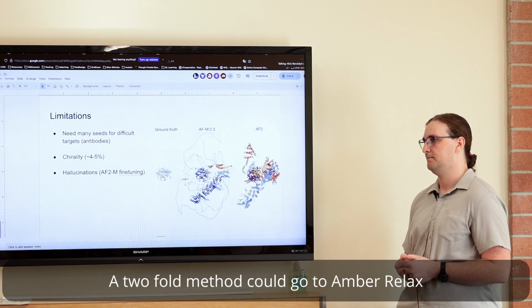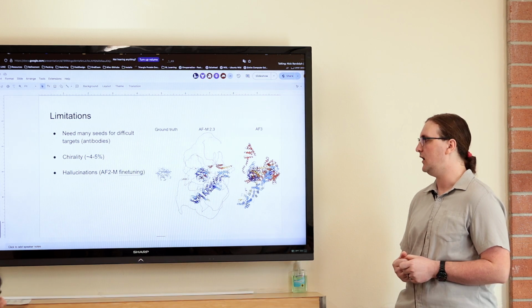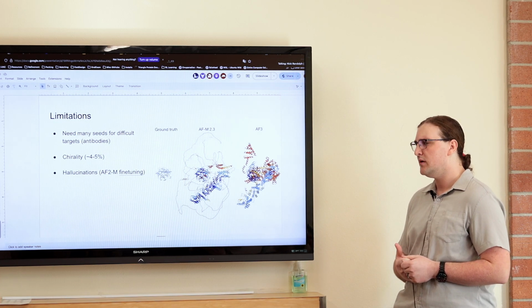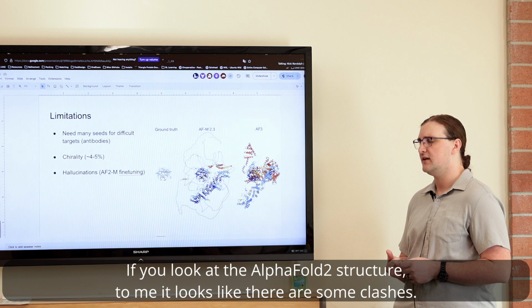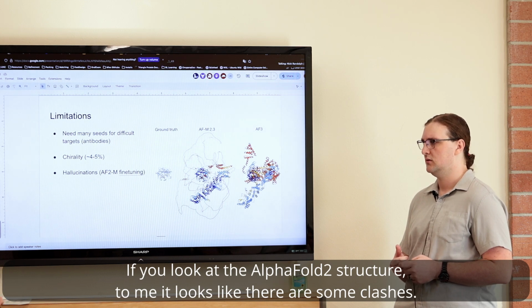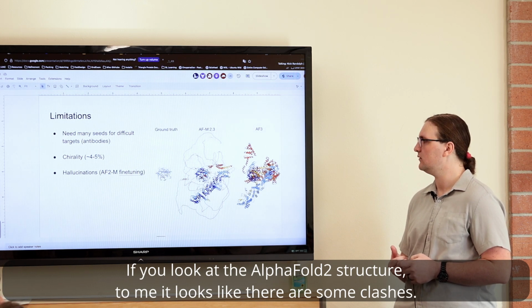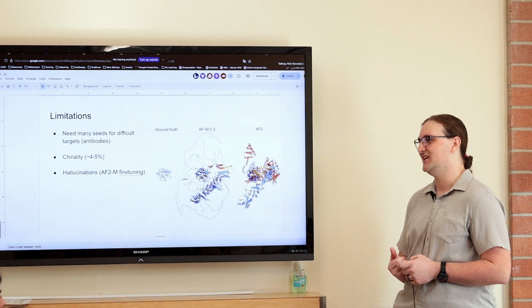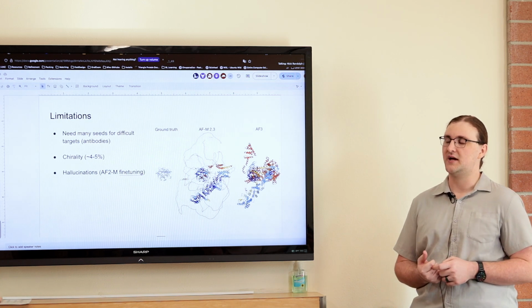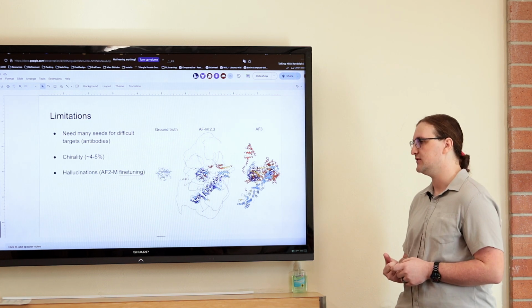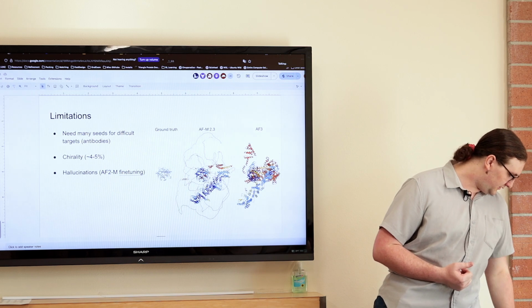Do both methods go to Amber relax? I don't remember if they do Amber relax on these. I think so. AlphaFold2 structure, to me, it looks like there's some clashes. Yeah, AlphaFold2 still produces clashes. AlphaFold3 still produces clashes. That actually leads me to a limitation.